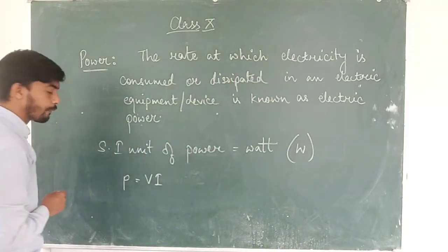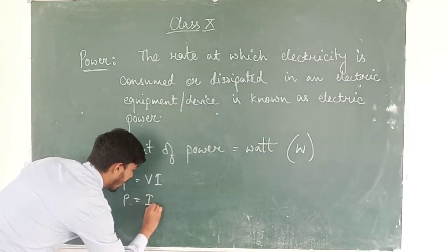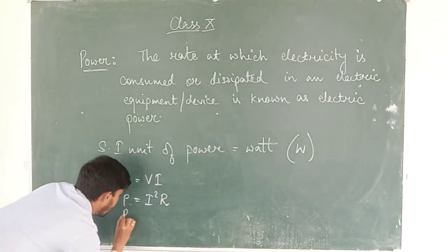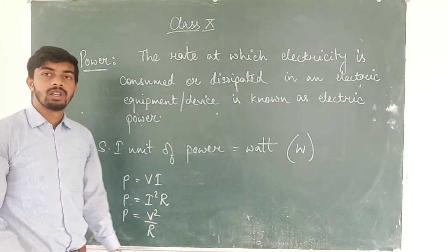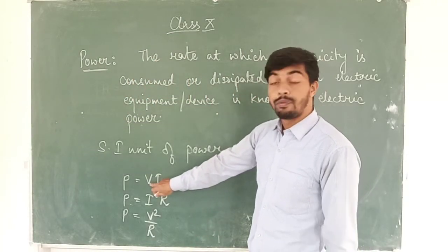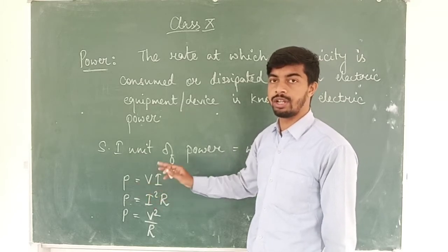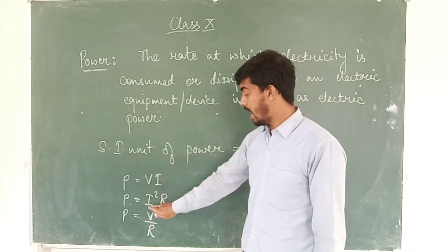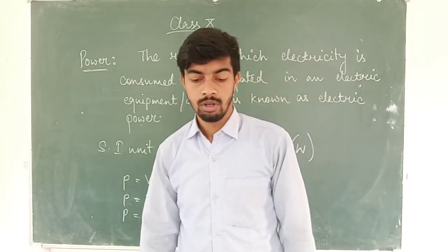So P is equal to VI, and this can be further written as I square R. And likewise, we have one more formula, P equal to V square by R. If you notice, if you remember the formula of heat was VIT, means voltage into current into time. Here the time is not used, V and I is used, I square R and V square by R. Only the time component is not used.